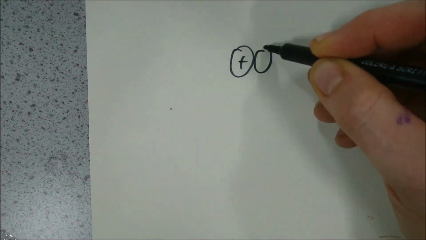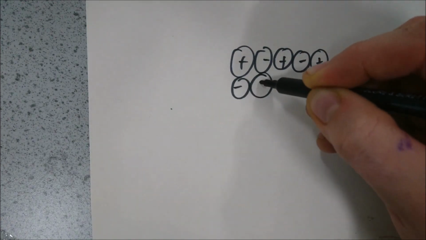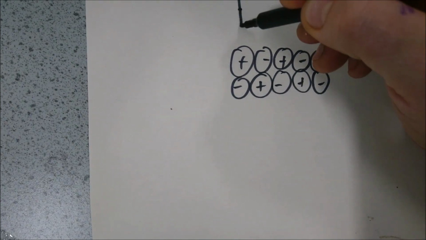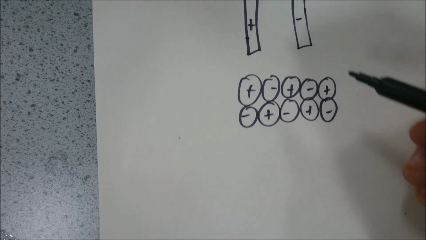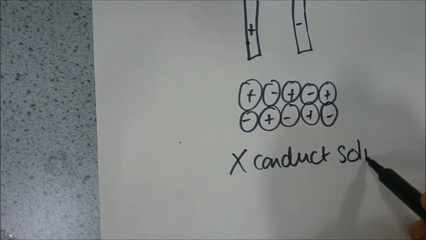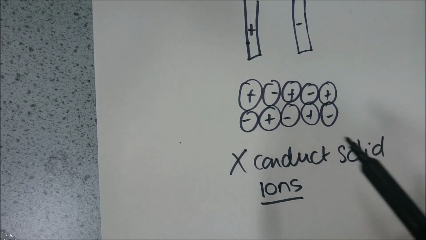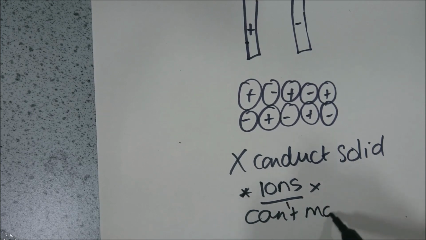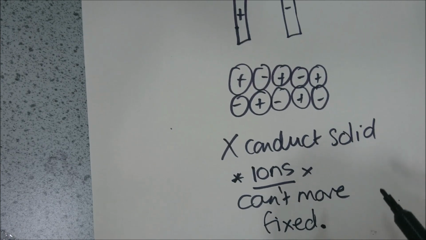Electricity, because if we've got our lattice again here, in order for this to conduct electricity, these ions need to be able to move to either an anode or a cathode to be able to conduct charge. So it can't conduct as a solid because the ions, be very careful here, sometimes people put atoms or they put electrons, it's the ions can't move. The ions are in a fixed position. So that's really important.